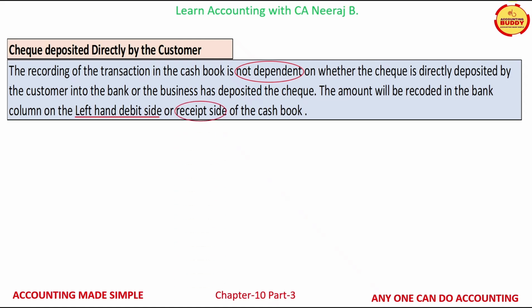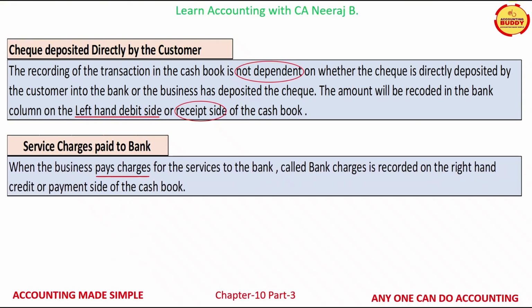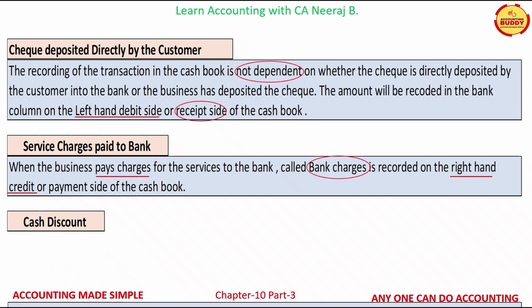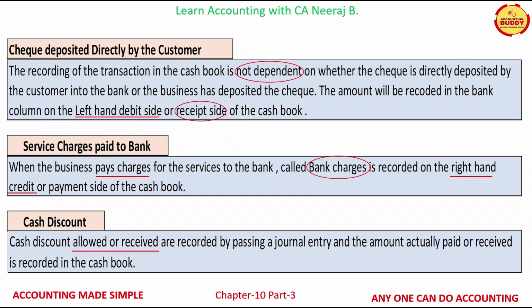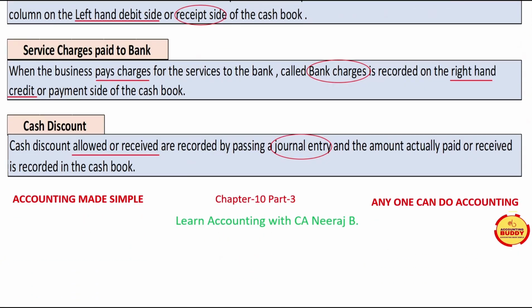Sometimes business had to pay service charges to the bank. When the business pays service charges to the bank, they are called bank charges. Bank charges reduce the bank balance, therefore they are recorded in the bank column on the right hand credit side or the payment side of the cash book. In case cash discount is allowed or received, it is recorded by passing a journal entry, and the amount actually paid or received is recorded in the cash book.